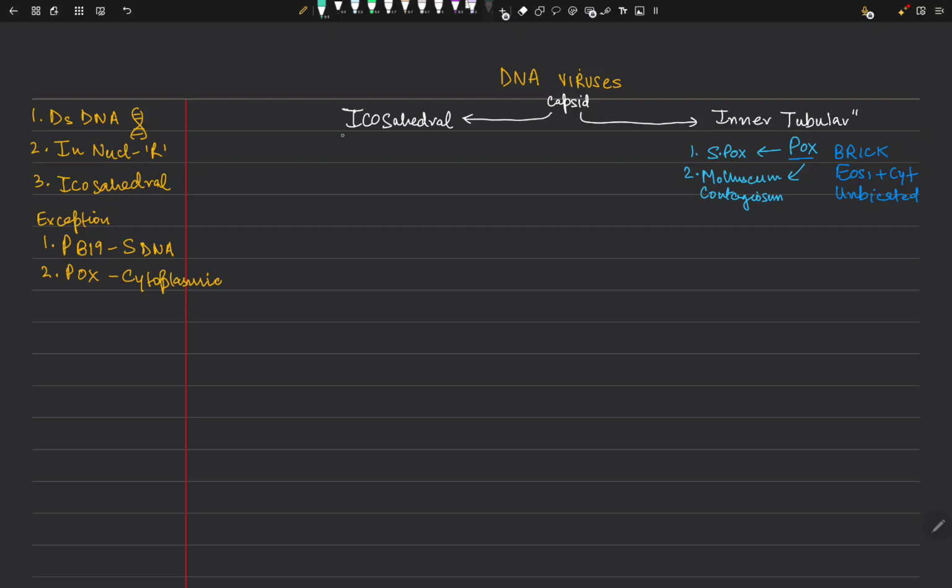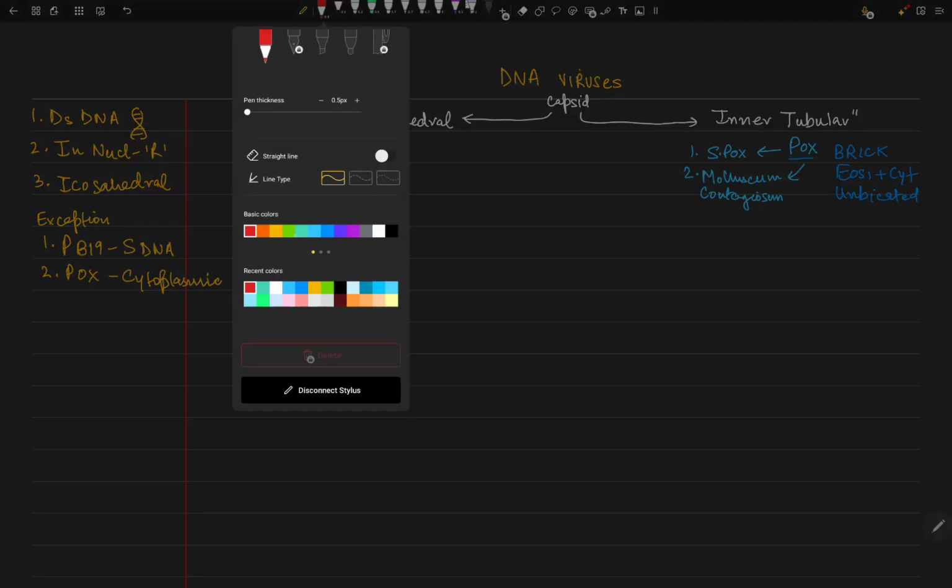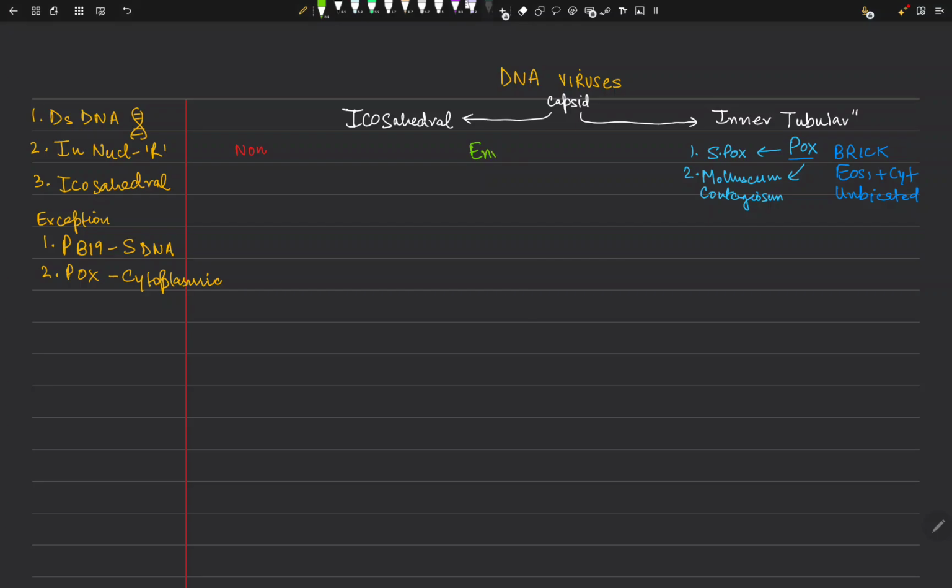And in icosahedral, the shape, we can still divide icosahedral into non-enveloped and enveloped. I'm going to write that in red. They are enveloped because they're kind of weak. They cannot stay without the envelope. And these non-enveloped are serious viruses. You don't want to mess with them. They are very resistant. That's the thing. So non-enveloped are the serious viruses.